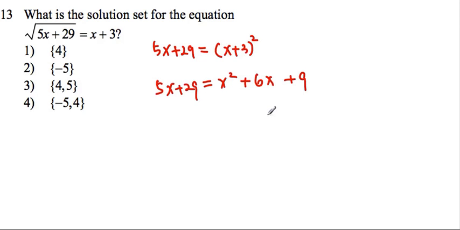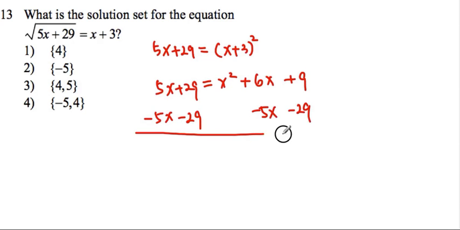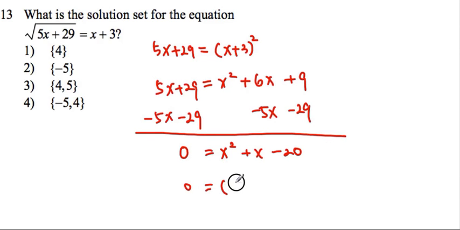Now, by subtracting 5x from both sides and then subtracting 29, then 0 is equal to x squared plus x minus 20. Now, we know that this one is factorable, as in x plus 5 and x minus 4. So it seems like x can be equal to negative 5 from the first factor, and 4 from the second factor. But now, we have to check the answer, just to make sure.